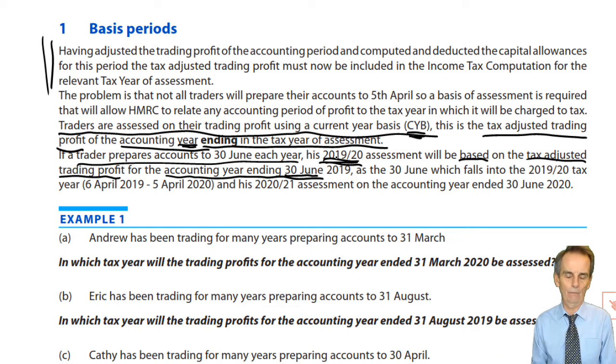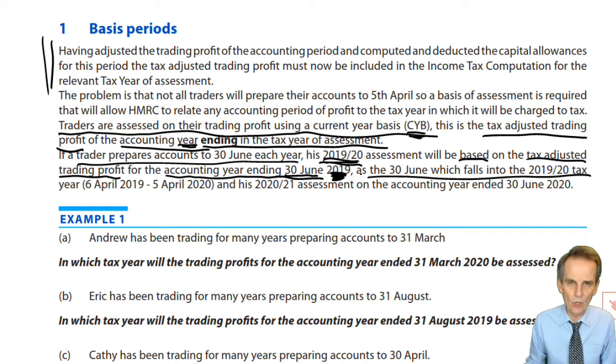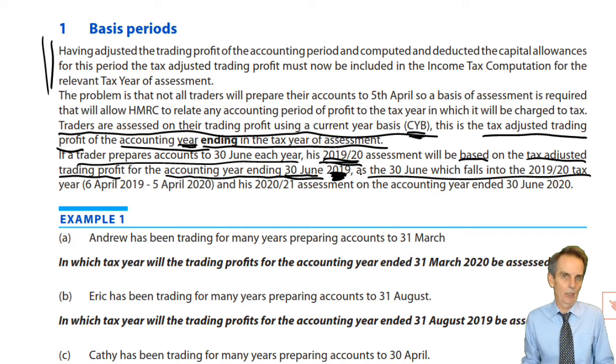Which 30th of June falls between the 6th of April 19 and the 5th of April 20? Well, that should be very obvious. The 30th of June falls in the 1920 tax year. That is the year ended 30th of June 19. Yeah, the 30th of June 19 is the 30th of June falling in the 1920 tax year.